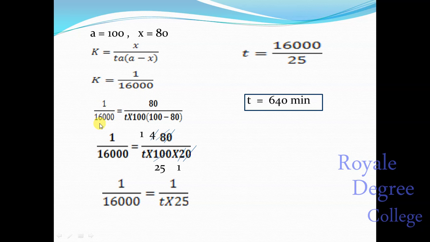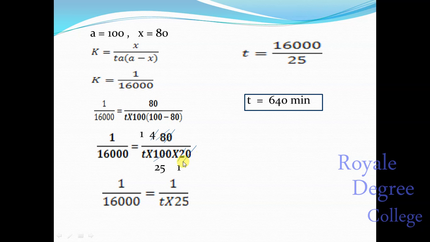What is our formula? K equal to X by T into (A minus X). So we are keeping the value of K as 1 by 16,000. It is equal to X value, 80, divided by T, which we don't know and are going to find out, into A value 100 minus 80. So 100 minus 80, if you subtract, you get the value 20.